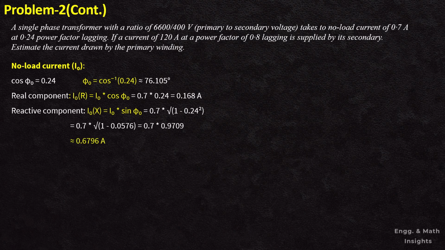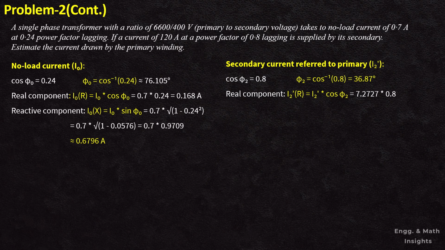Next, we will calculate the components for the secondary current. From the power factor of 0.8, we can calculate the phase angle as 36.87 degree, and the real component of the secondary current referred to primary, or I2 prime, as I2 prime cos phi, which will give us 5.8182 ampere, and the reactive component I2 prime X as 4.36 ampere.